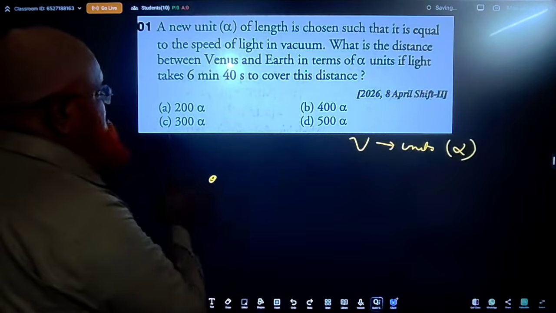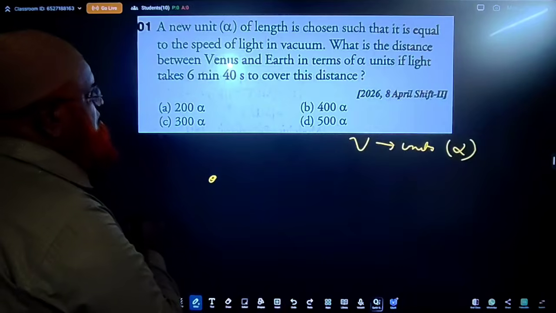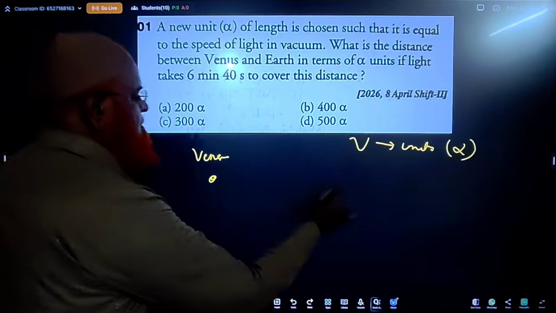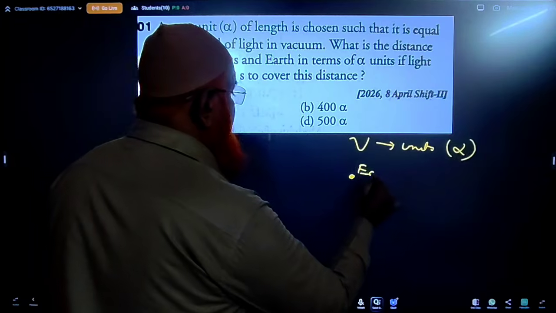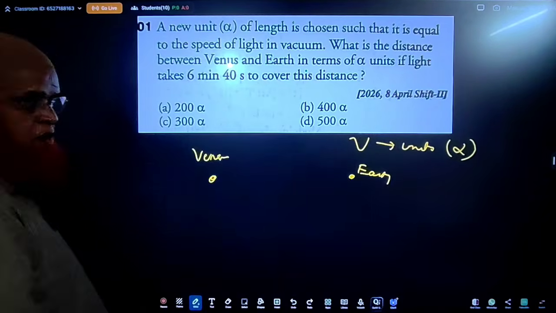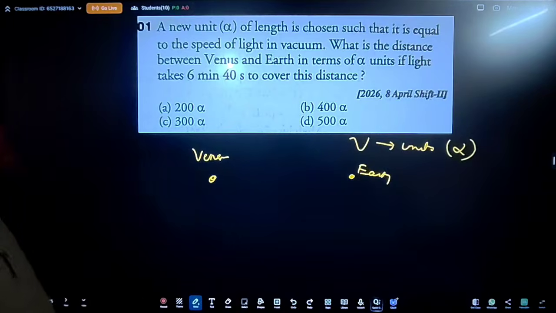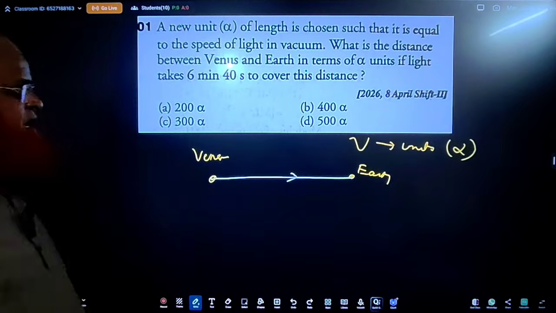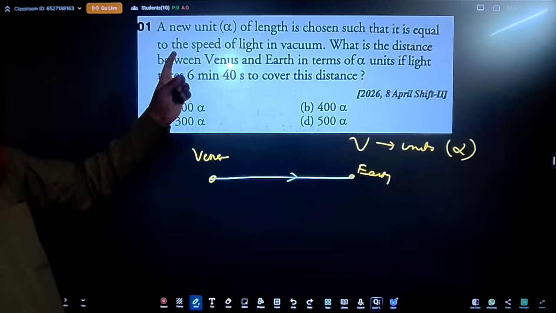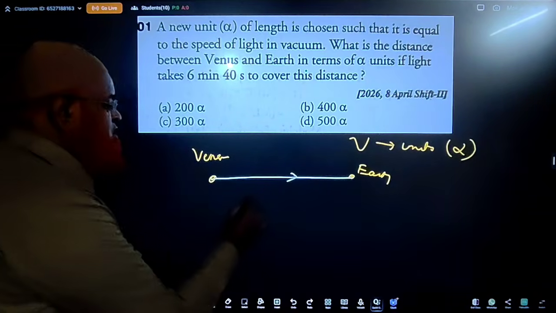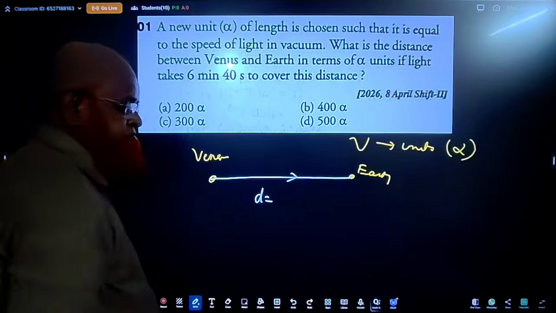Let us imagine this is a point, the Venus, and this is a point which is considered as Earth. Now, from Venus to the Earth, if you draw a straight line, he is asking us to find out what is the distance covered.